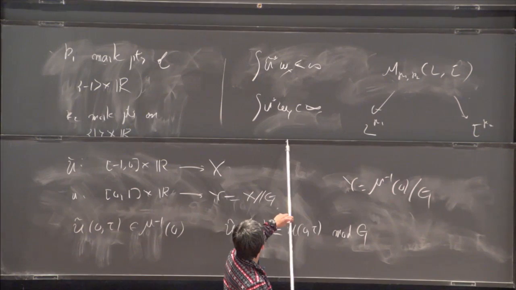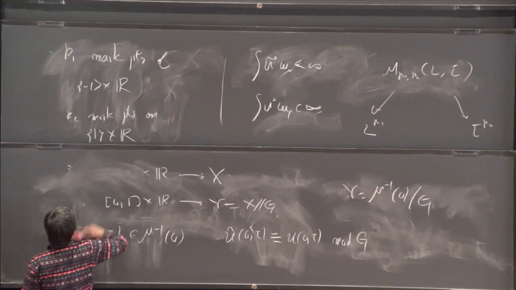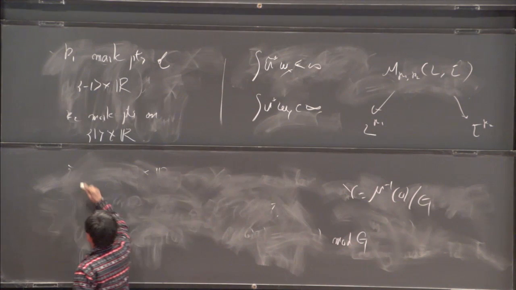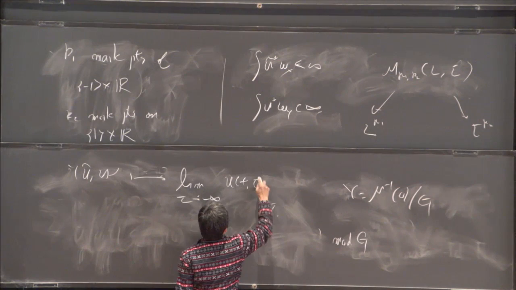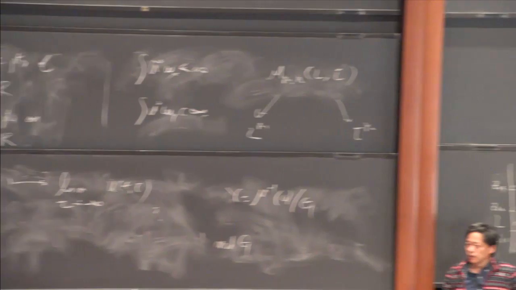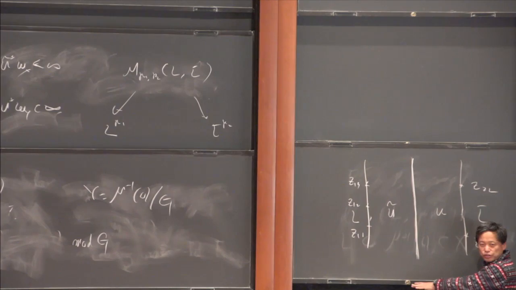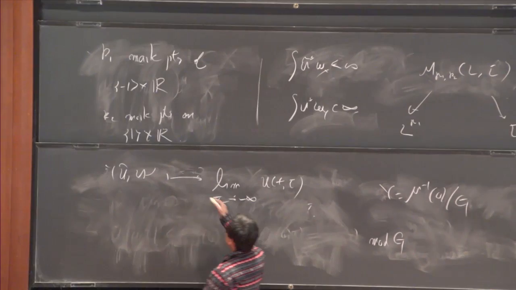Okay, so this evaluation map at plus minus infinity is simply defined by: if you have a U tilde, U, then we map it to the limit of U tilde of tau as tau goes to minus infinity. So it's something where you look downstairs. And since energy is finite, these two maps become constant in exponential order, so you can define this evaluation map. This is the evaluation map at minus infinity. And you have a similar evaluation map at plus infinity. So this is that diagram.